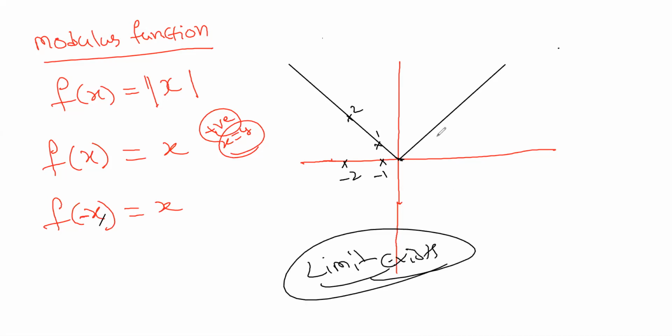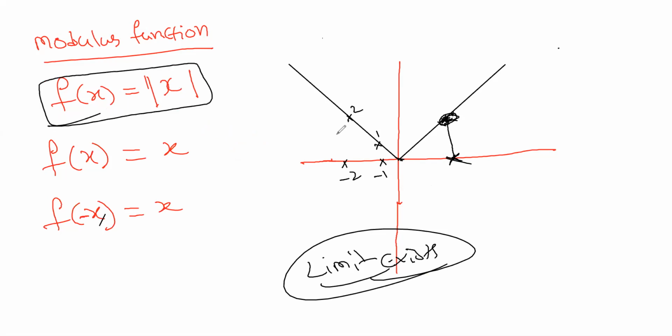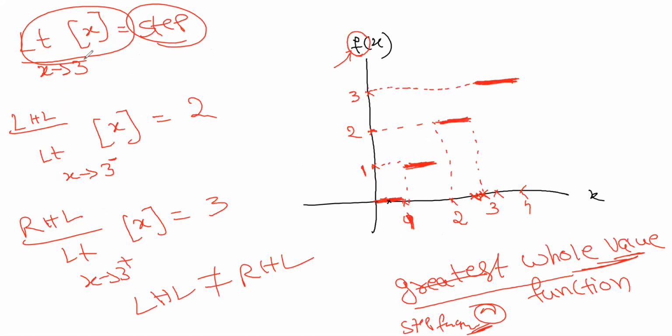Because wherever you take, if you take over here, the left hand side value we have, the right hand side value we have, when h is 0, it comes to this value itself, right? So that's why the limit exists. The main theme is just you have to know the graphs, because these graphs are useful when we go further. So f of x is mod x and f of x is step x. These two functions you have to know.